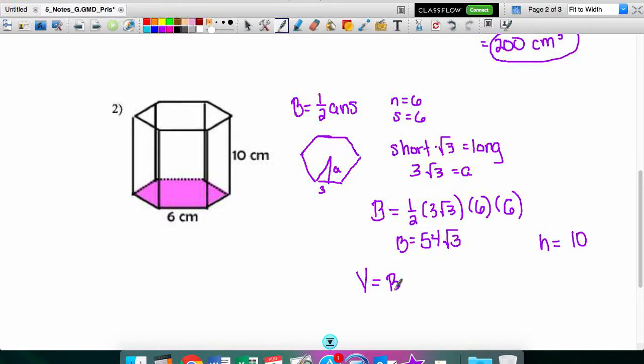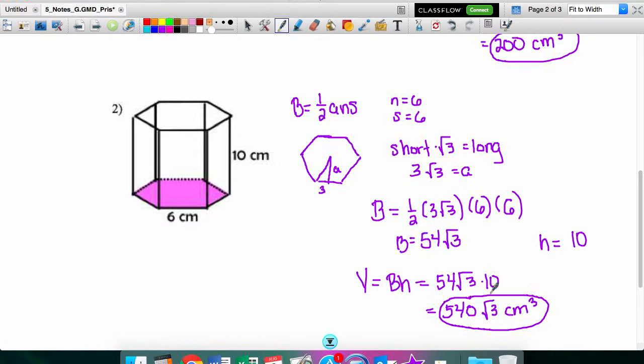Last but not least, I'll use my capital B times H formula and multiply my base area that I found times the height, giving me an exact answer of 540 radical 3. And of course, it's a volume, so we should have a unit, and it should be cubic units, so centimeters cubed. This is our exact volume.